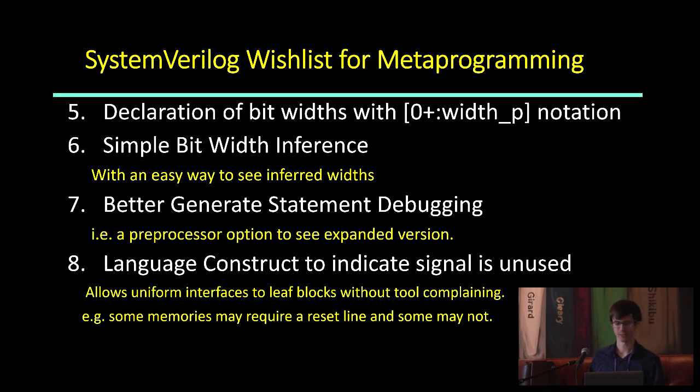And then we'd like to see a language construct to indicate a signal's unused. So for something like a portability interface, you might have a slightly different interface between the synthesized module and the non-synthesized module, because that's how they physically lay out. But we don't want the tools to erroneously flag that we're doing something wrong, because then that leads to confusion on the user side and on the developer side.